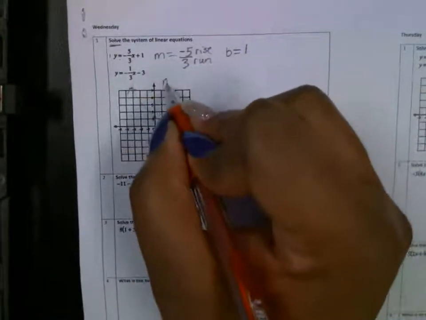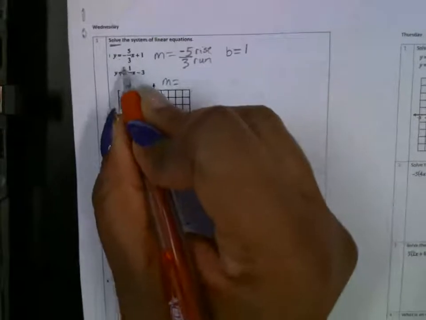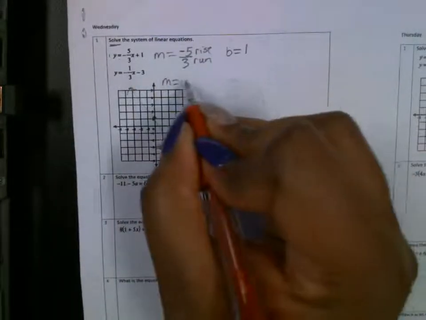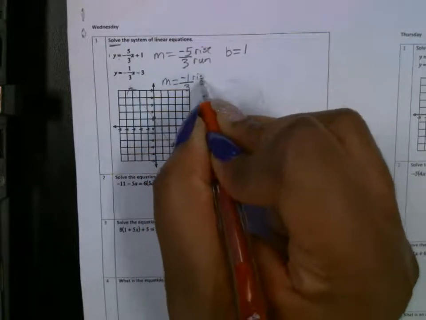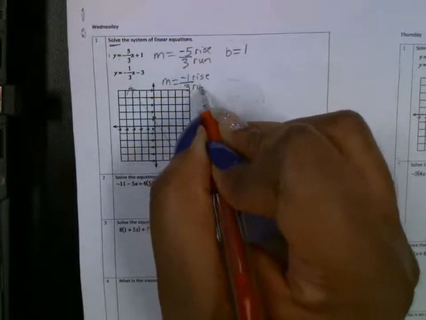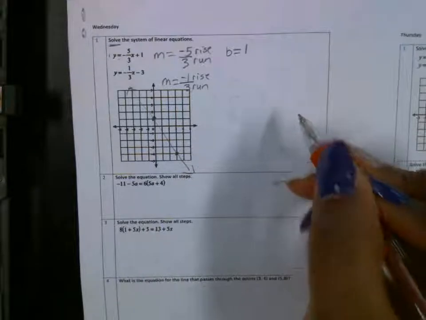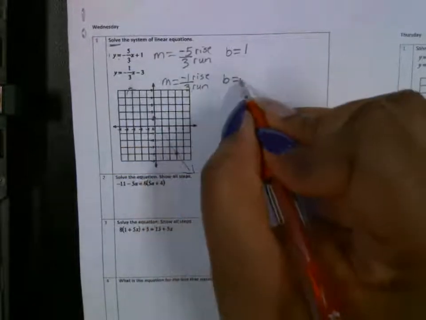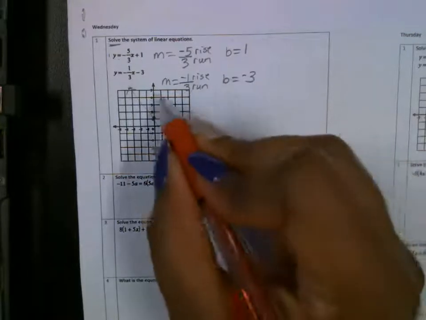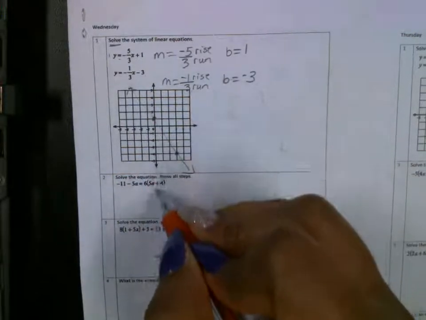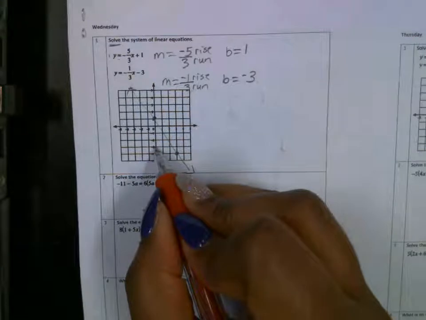Now let's graph the second one. Our m here, the number that's in front of x, is -1/3. Top number is your rise, bottom number is your run, okay? Your y-intercept is a -3. So this time we're going to find -3 on the y-axis. -3 on the y-axis is down here. This is -3.